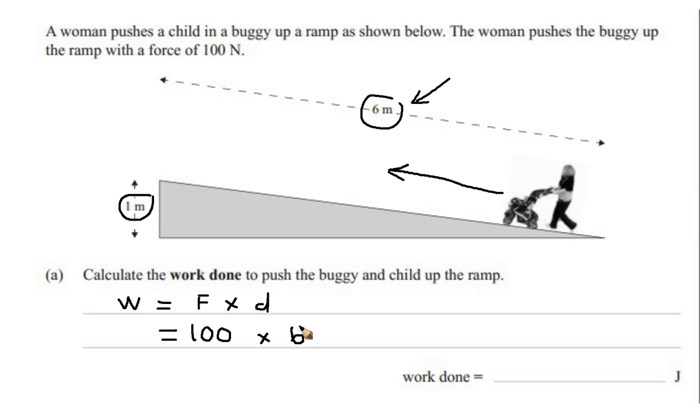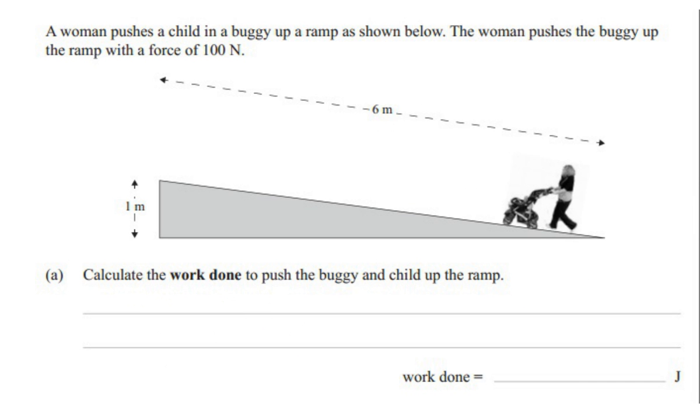So the distance is 6, and so our answer is, there's a space for it over here, 600, and the unit for energy is joules. So it will take her 600 joules to push her buggy up the ramp with a force of 100 newtons. Cool, I hope that was clear. You can always jump back and have another listen.